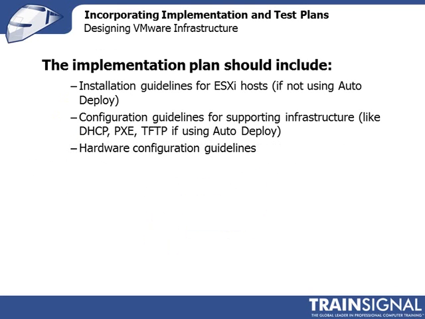At a minimum, your implementation plan should include things like installation guidelines for your ESXi hosts if you're not using AutoDeploy, and configuration guidelines for any supporting infrastructure. This could be Active Directory, DNS, or perhaps if you're using AutoDeploy, configuration guidelines for things like DHCP, PXE, and TFTP. Your implementation plan should also include hardware configuration guidelines, such as setting up blade chassis, setting up rack mount servers, configuring onboard administration functionalities, such as those provided by a variety of vendors these days.